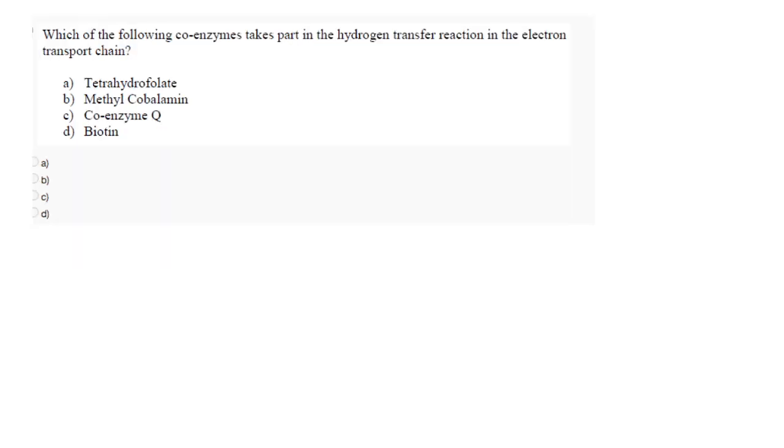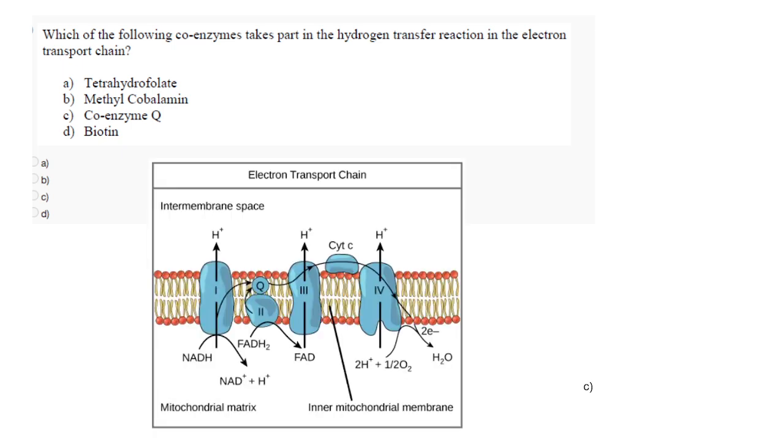Next question we have: which of the following coenzymes take part in the hydrogen transfer reaction in the electron transport chain? Tetrahydrofolate, methylcobalamin, coenzyme Q, biotin. So the coenzyme is C, coenzyme Q. So here's the electron transport chain, and this is the Q, which takes part in hydrogen transfer. This is the Q coenzyme.